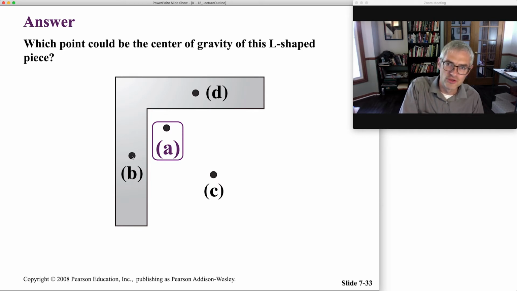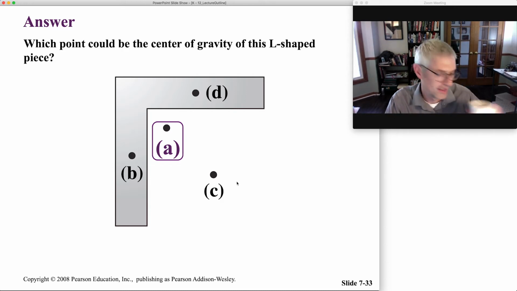B, it's too close to the left. D, it's too high up. So it's going to smear it out in between, and it's going to average between these 2 points. And that's what's going to get you A. C, it extends too far.